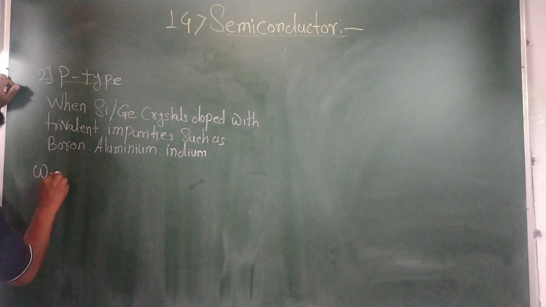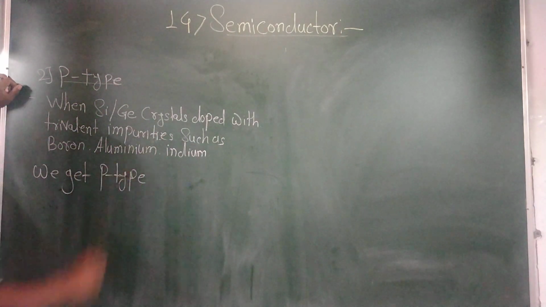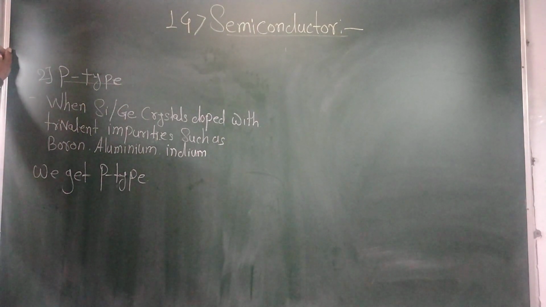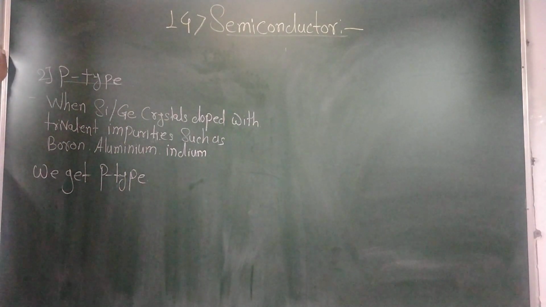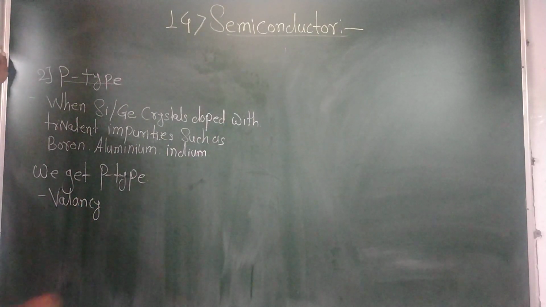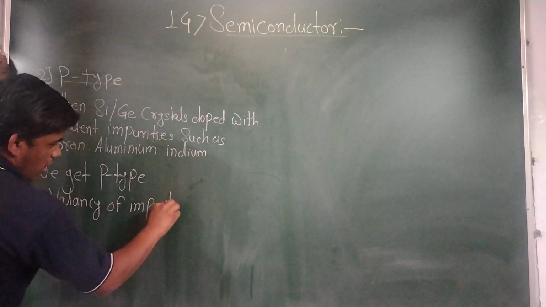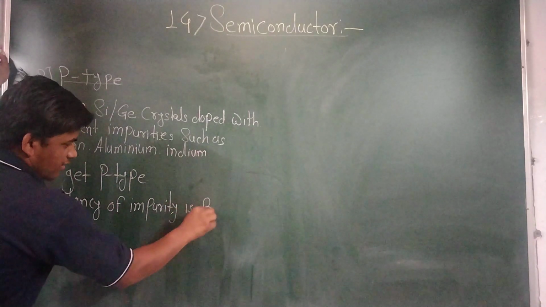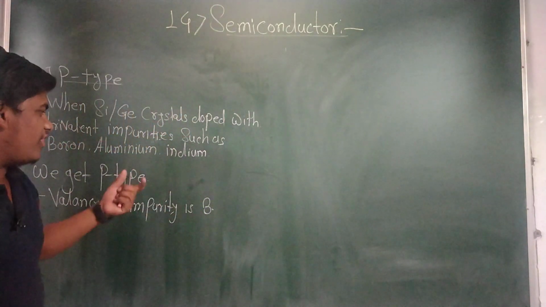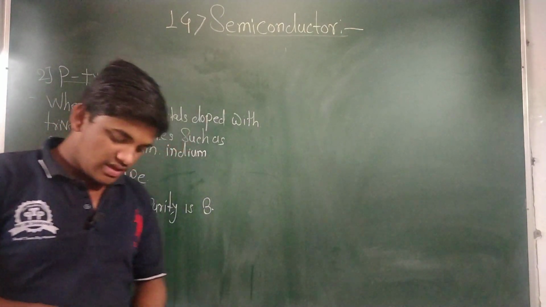Then we get the P type semiconductor. The valency of indium, boron and aluminum impurity is 3. Three electrons are available in the outermost orbit of that impurity, which can be added into the pure or intrinsic semiconductor.